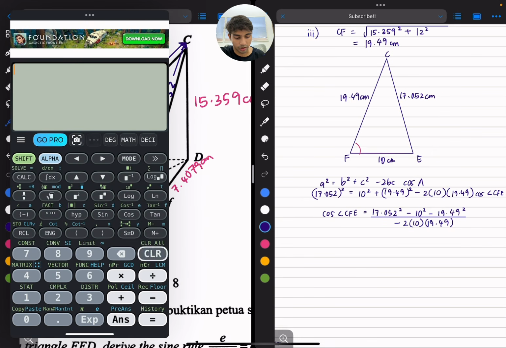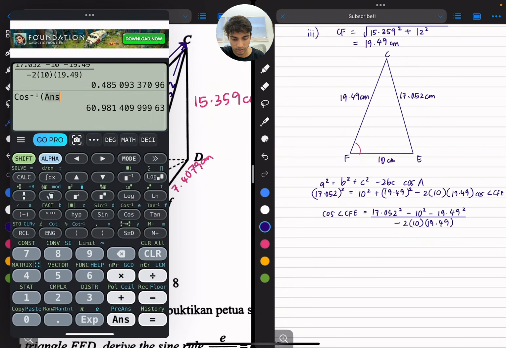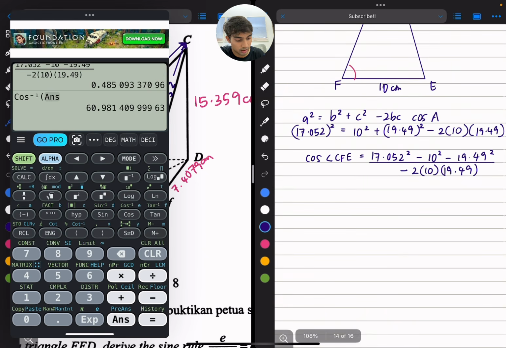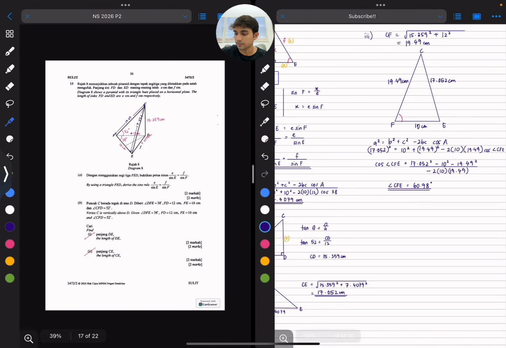Right. So put this all in our calculator. We get this. So shift cos, answer. Our CFE is 60.98 degrees. Done. That's it. Okay, that is angle CFE.